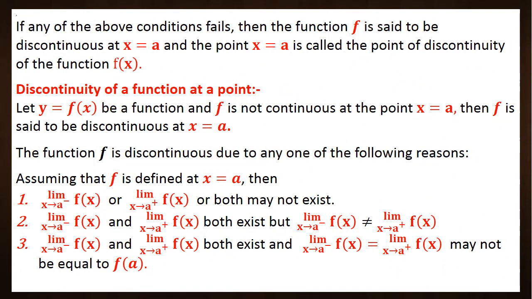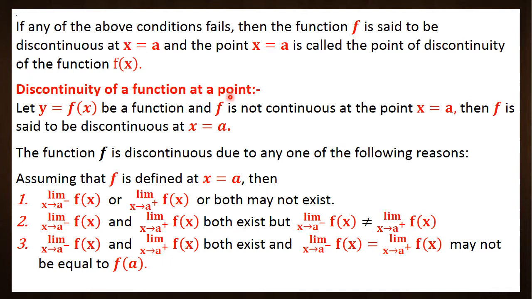We have seen that three conditions should be satisfied for a function to become continuous. If any of the above conditions fails, then the function f is said to be discontinuous at x = a. And this point x = a is called the point of discontinuity of the function f(x). Now we will learn more about the discontinuity of the function.